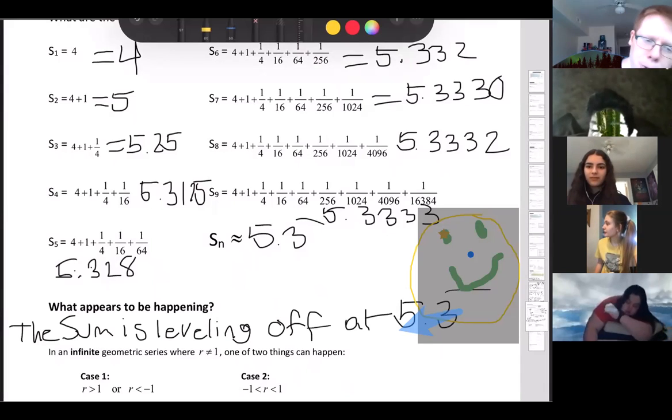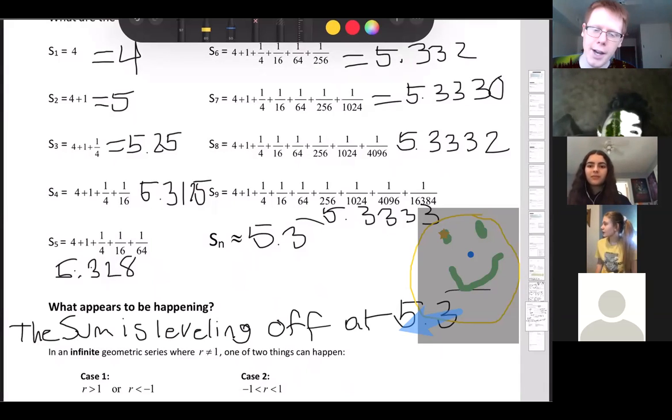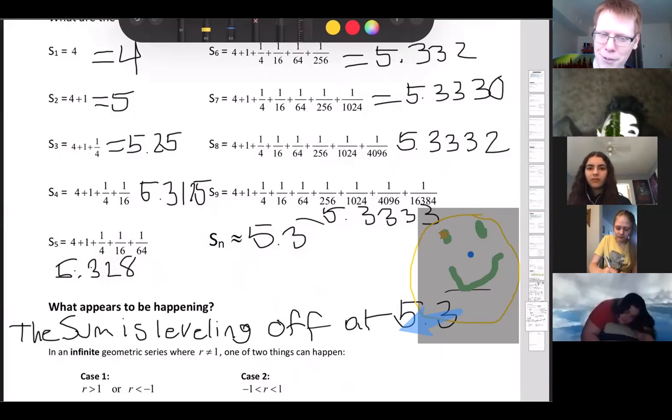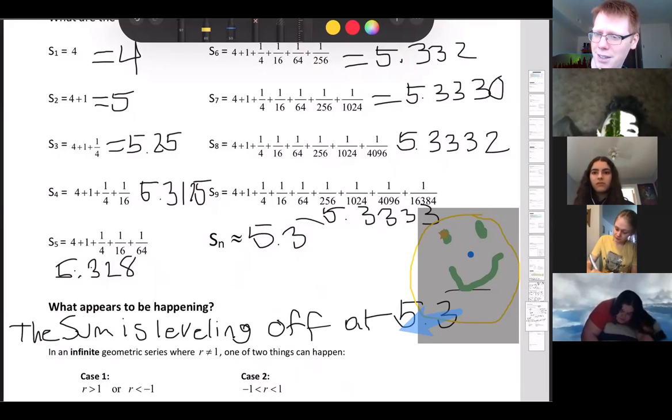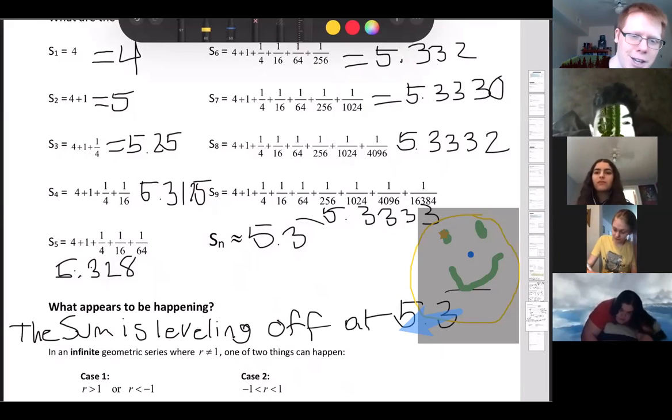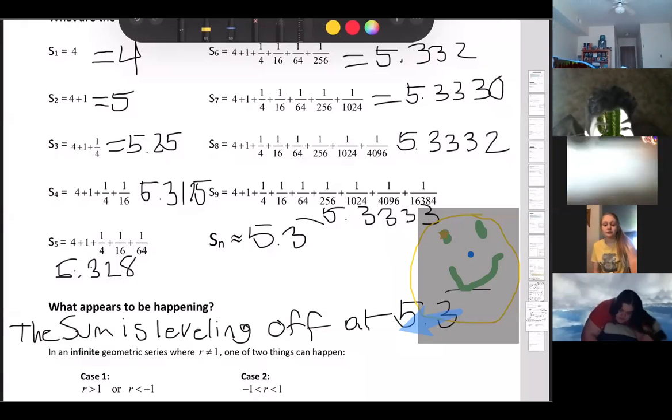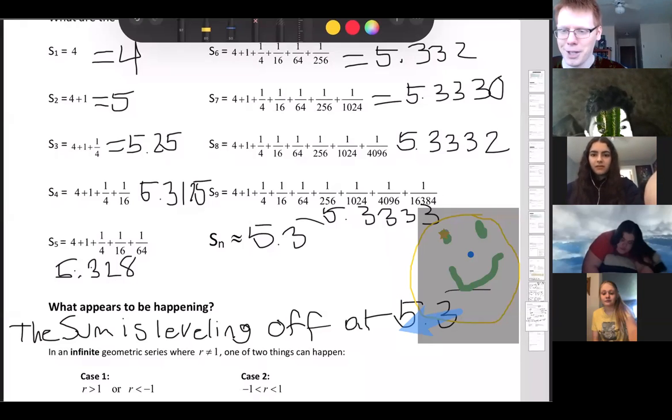Basically, it's approaching a value, and it is kind of counterintuitive, because you might first think, if you keep adding something, won't it just go to infinity? But in this case, it's not. In theory, if you kept adding things forever, it would grow, but it's growing so slowly that it's really convergent. It's just going to get closer and closer to this value. Look at these terms: the difference between S8 and S9 is you're adding 1 over 16,384. That's very, very small, and it's only going to get smaller.